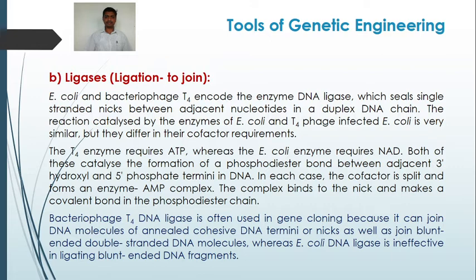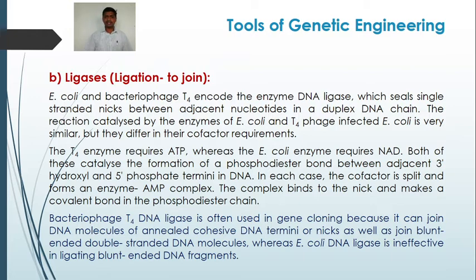In each case, the cofactor is split and forms an enzyme-AMP complex. This complex binds to the nick or break and makes a covalent bond in the phosphodiester chain. This covalent bond formation takes place between the 3' OH group of one nucleotide and the 5' phosphate of the adjacent nucleotide. So this enzyme-AMP complex binds to the nick and makes a final phosphodiester bond.